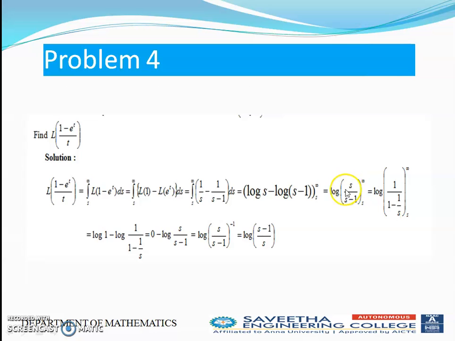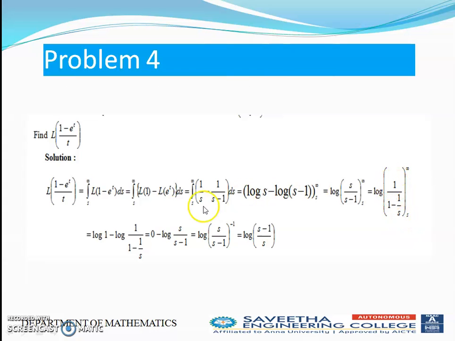I can take s here. Then here I can take s outside. So cancelling s and s, we get 1 divided by 1 minus 1 by s. Next we can apply the limits here. So the upper limit is when s goes to infinity, we can write the same function. Whenever s goes to infinity, 1 by infinity must be 0.